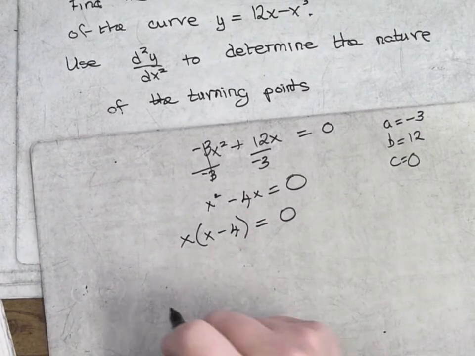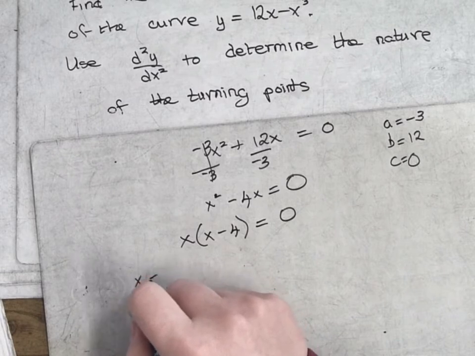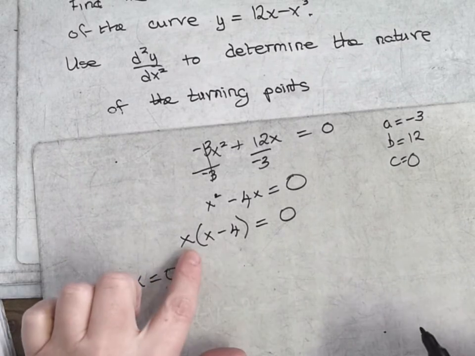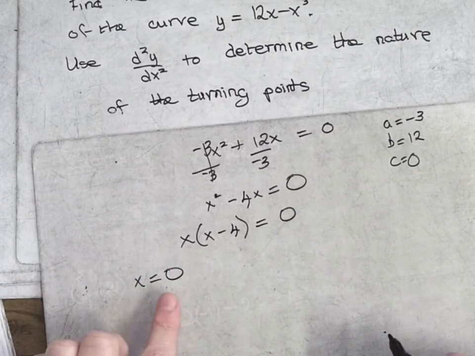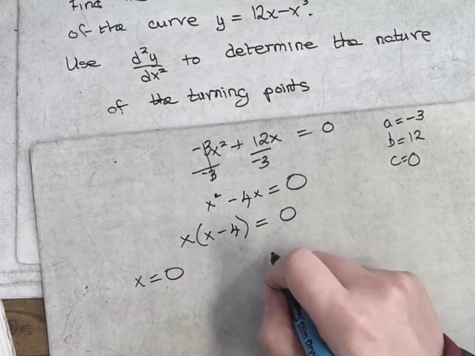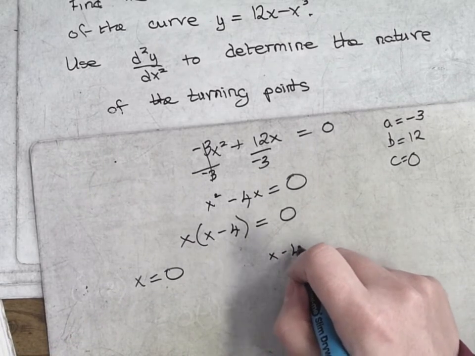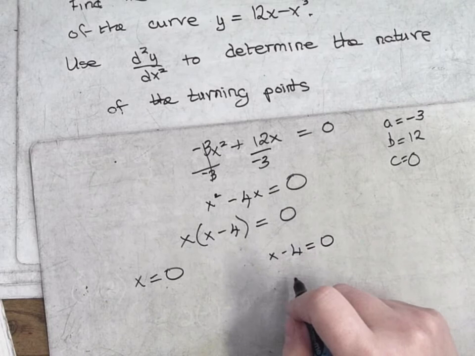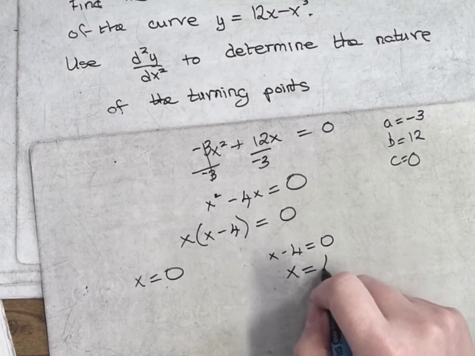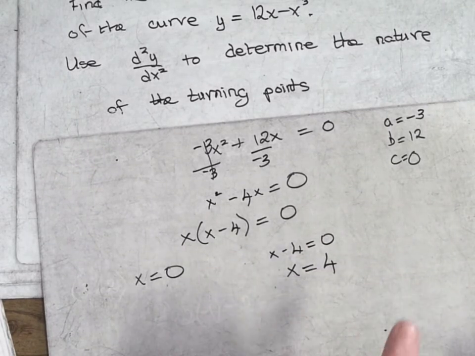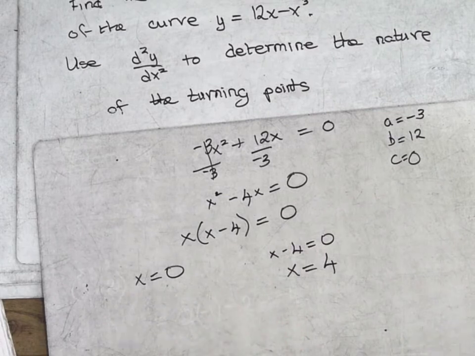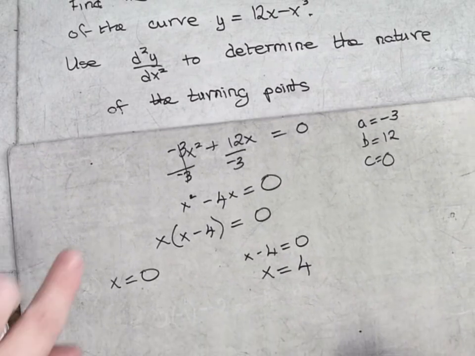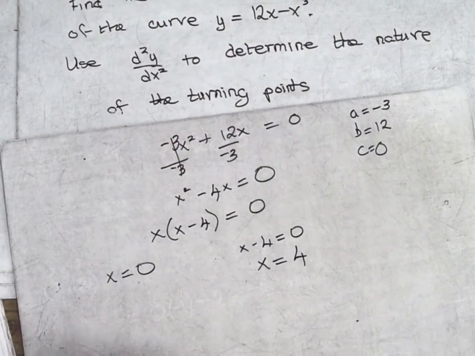Then you let each bracket equal 0. So the first bracket is just x on its own, so that's one answer. And the second bracket is x minus 4 equals 0. So that means x equals 4. So there's my two x values. If you're using the minus b formula, we're back together again, because you found x is 0 and x is 4. Are we okay with that? So you have to go right back up to the very top to get your matching y's.